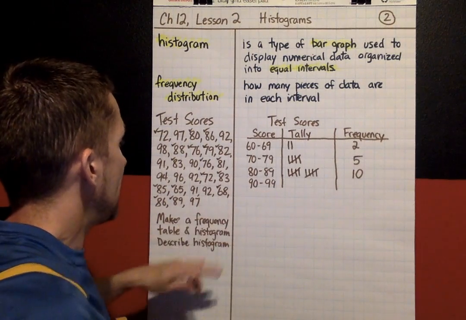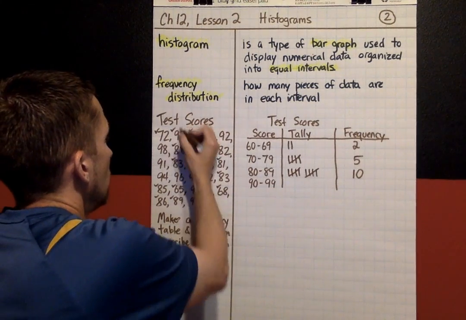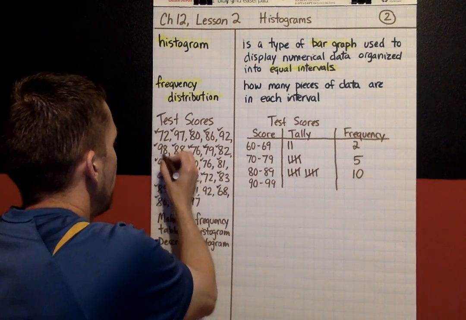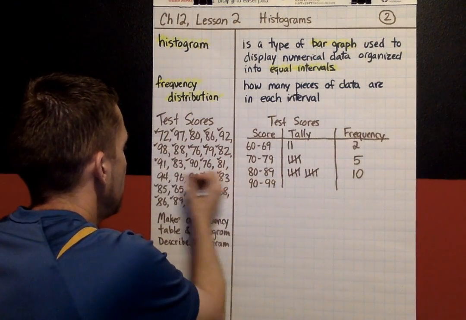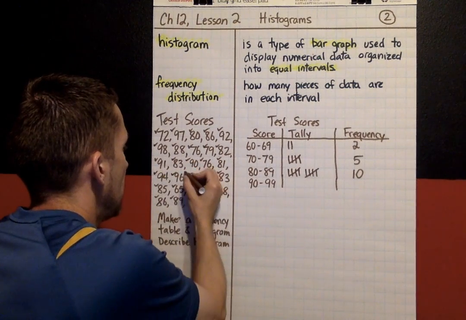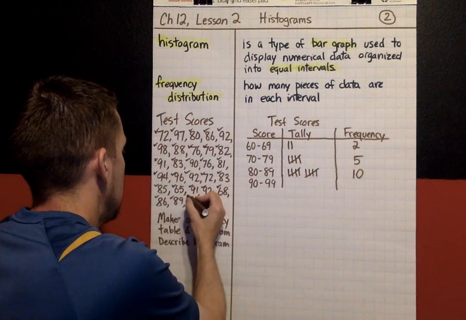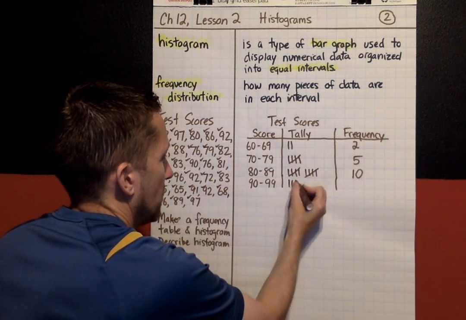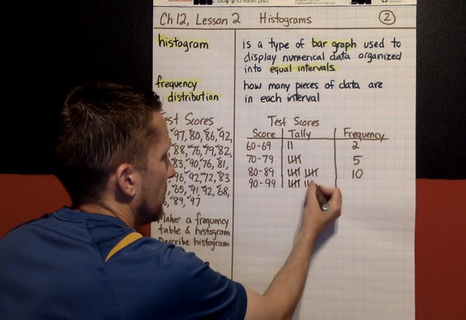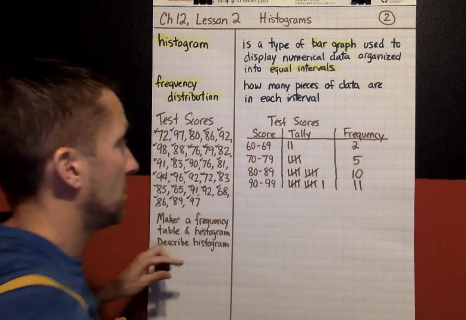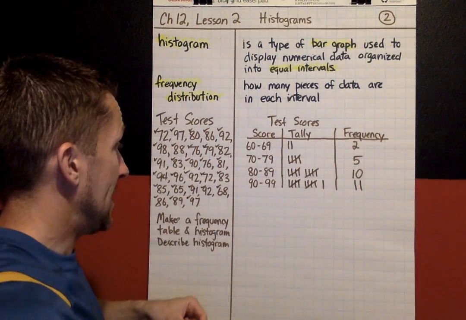Do the same with 90 to 99. 1, 2, 3, 4, 5, 6, 7, 8, 9, 10, 11. Tally: 1 through 11. 11 scores between 90 and 99.